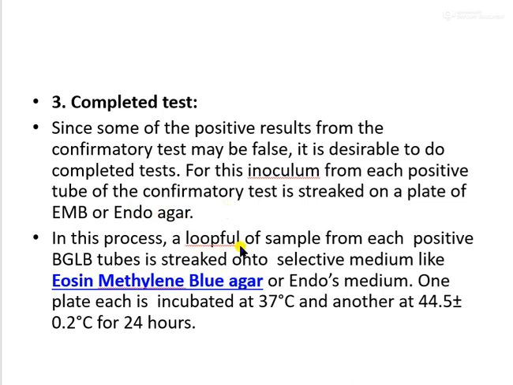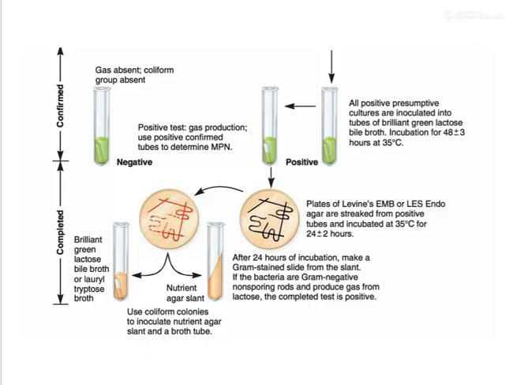And in this process, from every tube where you get a positive result, you take a loopful and streak it onto the eosin methylene blue agar, or the endo agar, and then you incubate one at 37 degrees centigrade and one at 44.5 degrees centigrade. Now, why do you have to do this? If the fecal contamination is from warm blooded animals, you can indicate that by its growth at 45, and the other one is at 37 degrees centigrade.